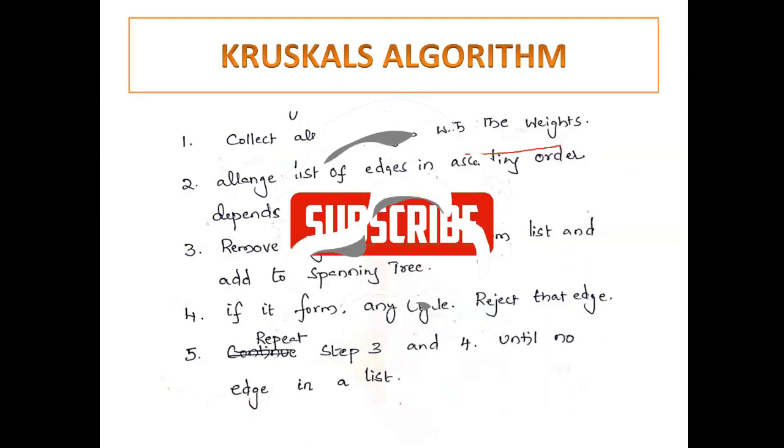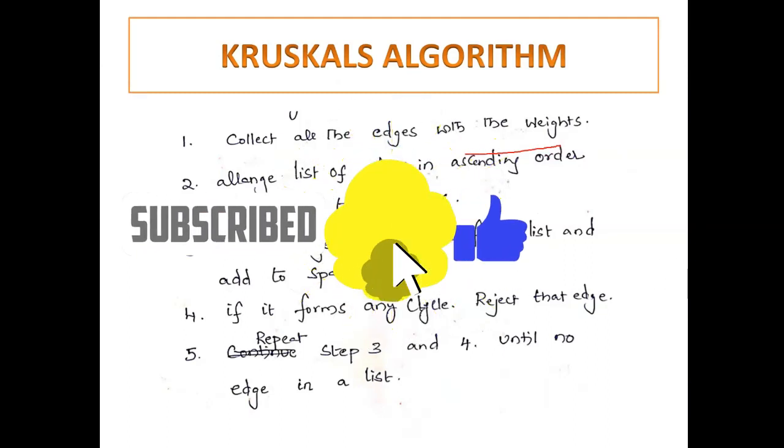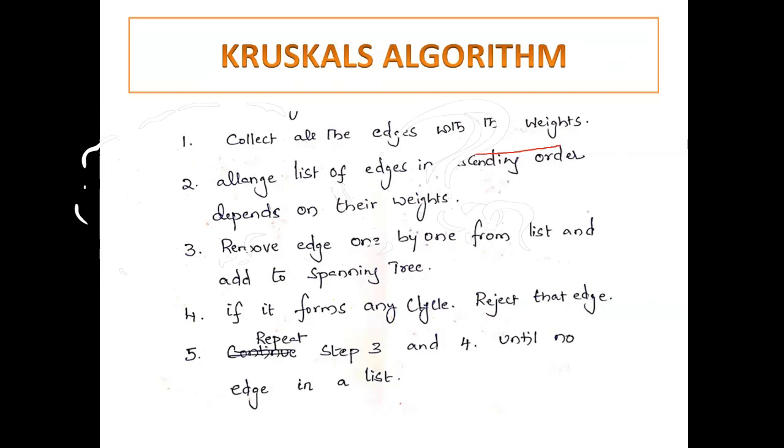In a given graph, along with their weights, arrange the list of edges in ascending order depending on their weight. So after collecting all the edges along with weights, we have to arrange all those edges in ascending order depending on their weight. Then the third step says we have to remove edges one by one from the list and add them to a spanning tree. If it forms any cycle, we have to reject that edge, and we have to repeat steps 3 and 4 until no edges are left in the list.